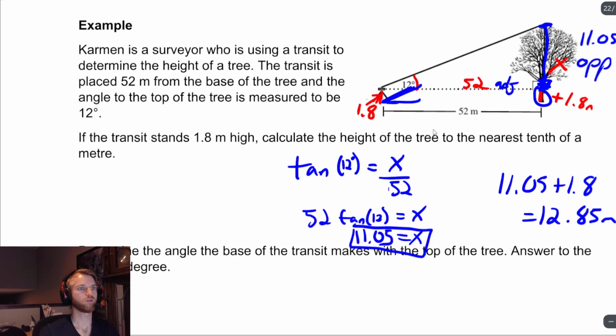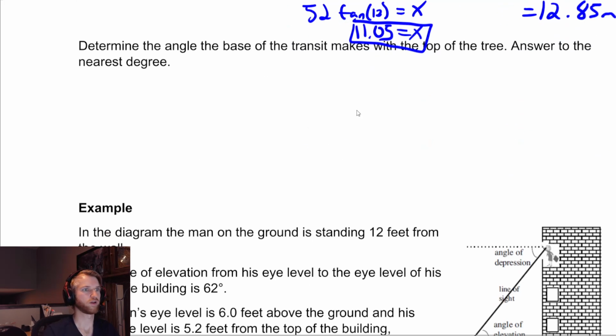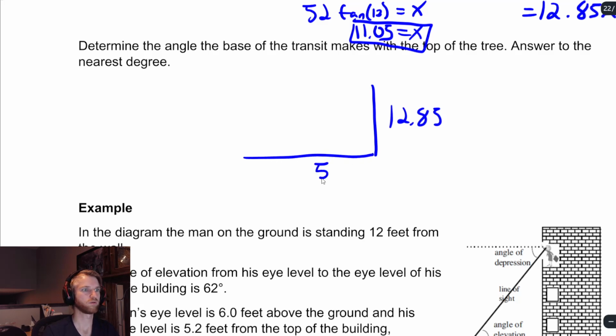Okay, so I'm going to draw that out a little bit more again, where we're saying here's the entire tree now. Not just the 11.5, but the 12.85. And this is still 52 meters, the distance from the bottom of the tree to here. But now instead of measuring from here, we're going to measure from here, the base of the transit. Here's the top of the transit, here's the base.